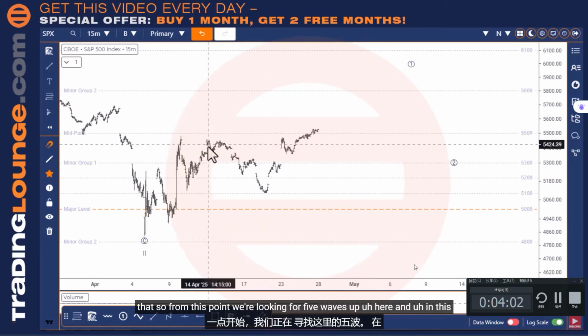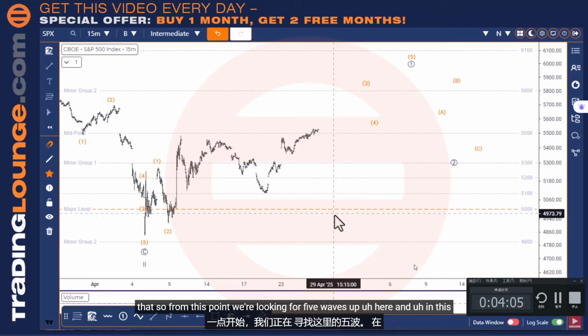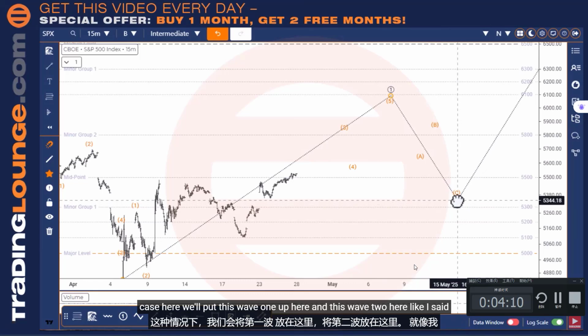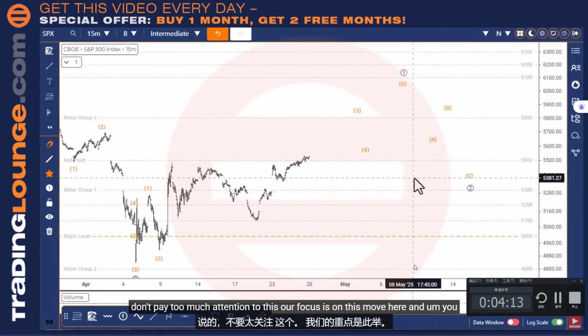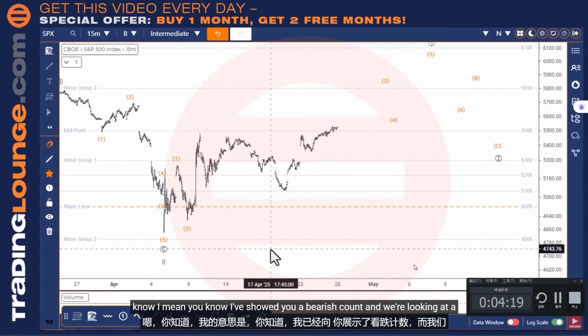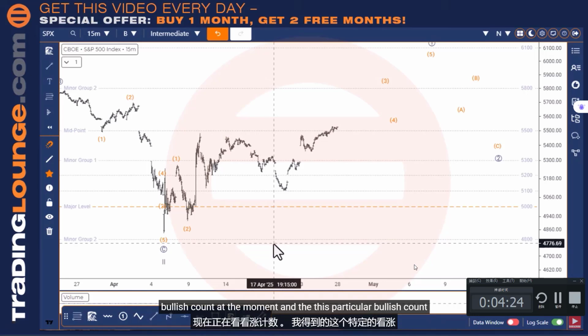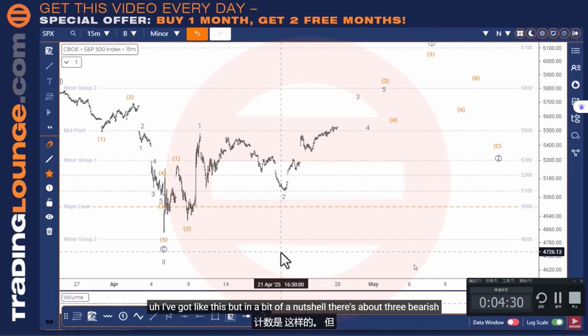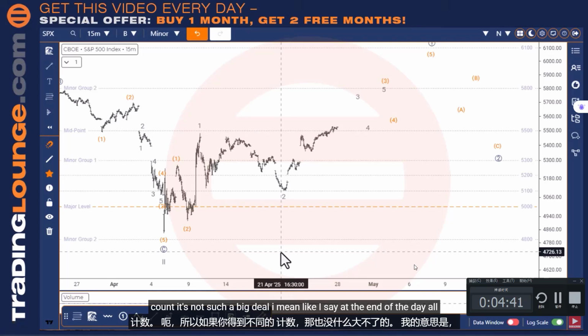So from this point we're looking for 5 waves up here. And in this case, we'll put this wave 1 up here and this wave 2 here. Like I said, don't pay too much attention to this. Our focus is on this move here. I've showed you a bearish count, and we're looking at a bullish count at the moment. And in a bit of a nutshell, there are about 3 bearish counts and about 3 bullish counts. So if you've got a different count, it's not such a big deal.